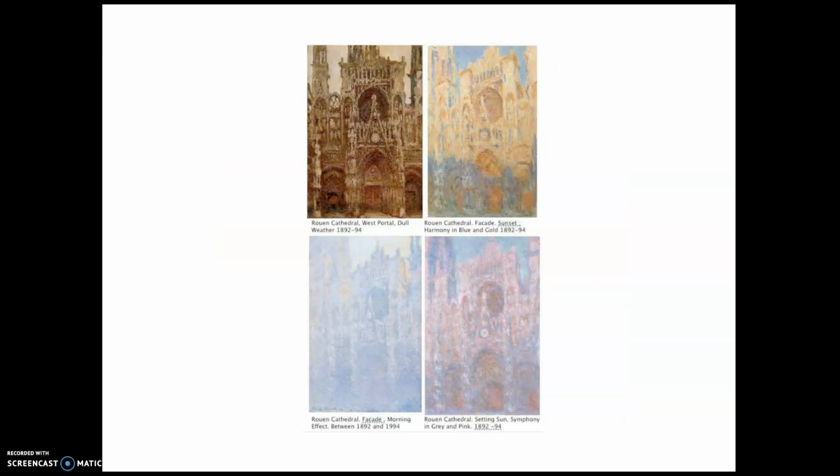This is another one. This was a cathedral that was painted in multiple different series. And again, this shows different times of day, and different ways the building looked. This says dull weather. This one says sunset. This says morning effect. And the setting sun. So again, we have the implication of the subject matter, which is the cathedral, and the implication of time of day.